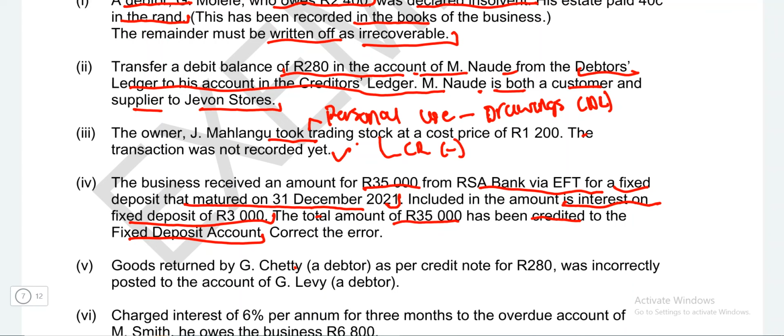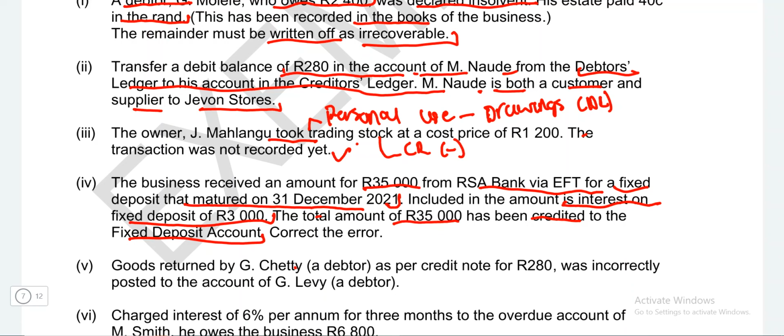So what they've done, they have credited the fixed deposit account with the 35,000 instead of 32,000. So we need to think about what they were supposed to do. They were only supposed to credit the fixed deposit account with 32,000, not 35,000, so it is extra by 3,000. So now this is where we are using this transaction to correct that mistake that was made. They're saying that we need to correct the error.